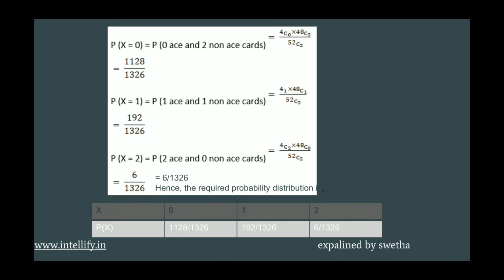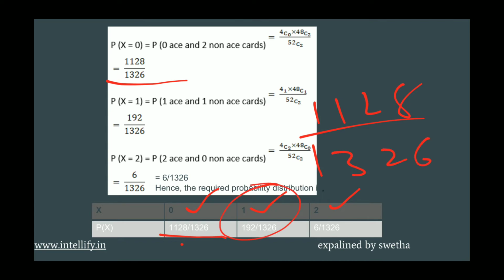So hence the required probabilities for X equals 0, 1, 2 can be written as: for 0, 1128 divided by 1326, for 1, 192 divided by 1326, and for 2, it is 6 divided by 1326.